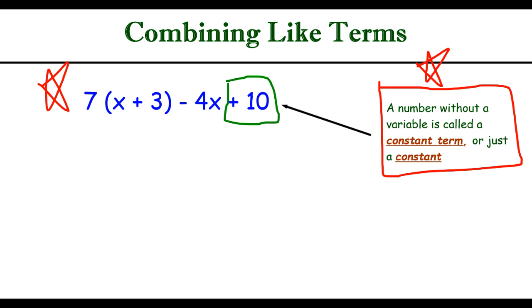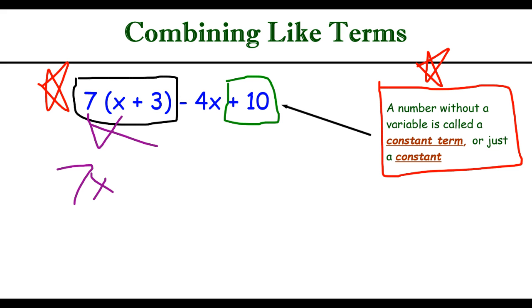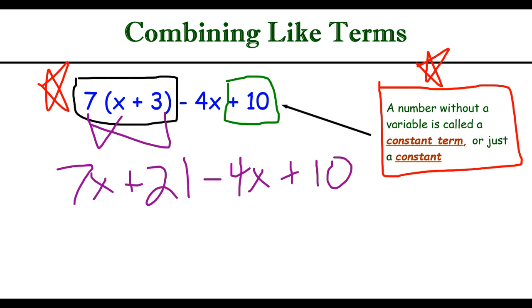So here we have a number of different things that we need to do. But first, we notice on the left we have a 7 times the parentheses x plus 3. In order to do anything with that, we have to get rid of the parentheses by using the distributive property. So 7 times x is 7x. 7 times 3 is 21. And right now we end up with 7x plus 21 minus 4x plus 10. And now we can do a little bit of combining.